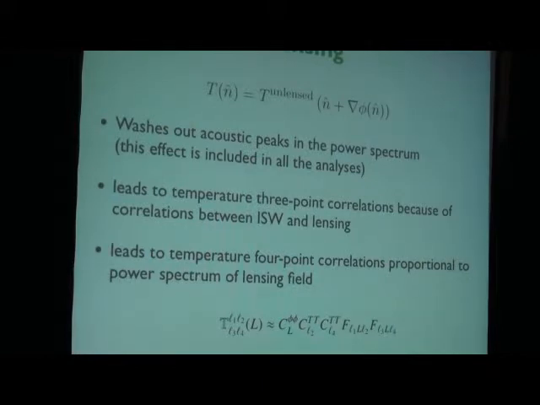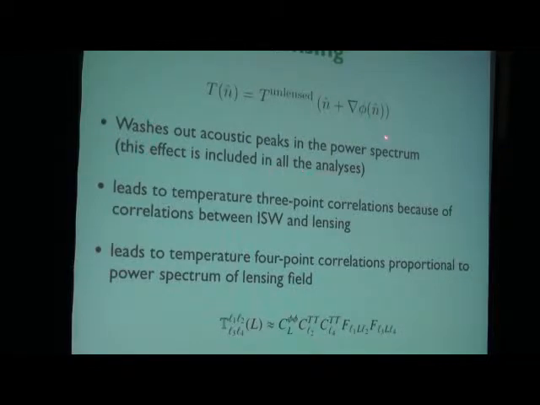The other nice effect that I also don't have time to describe in detail is the lensing of the cosmic microwave background. So you have the last scattering surface, and the photons have to make it to us, and so they will get deflected by a small amount. So the temperature we see in the direction n is really the unlensed temperature displaced by a small amount, given by the integral along the line of sight, or the projection along the line of sight, of the gravitational potential.